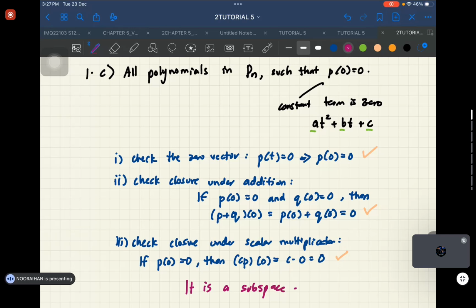Okay, now look at question number 2. Is it clear? Any question for question number 1? A, B, C? Okay, no question. Okay, move to question number 2.